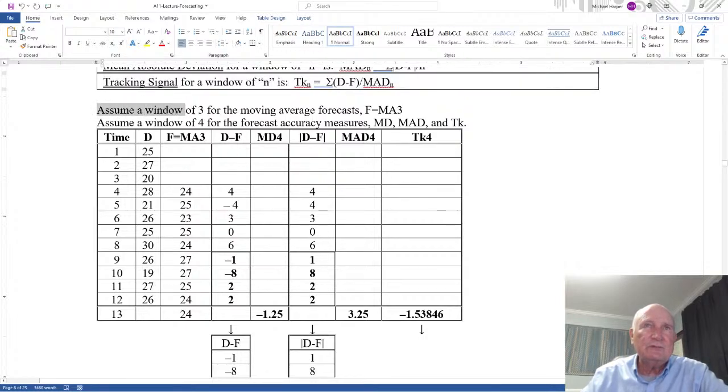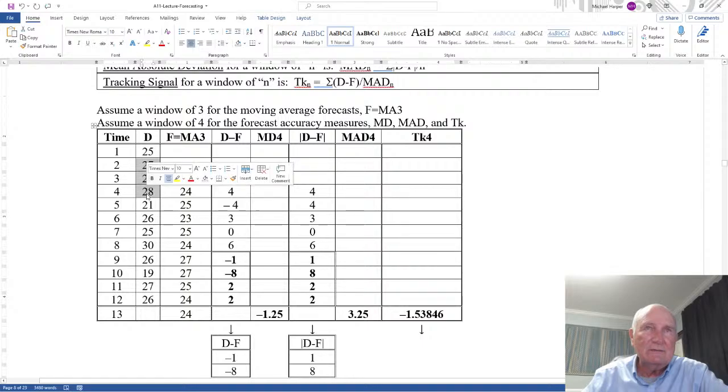First, assume the window is 3 for the moving average for forecasts. That's what I did here, and there's my forecast. Notice I'm getting the forecast up here, 24. That's the forecast from 25, 27, and 20. That average is 24. And then 27, 20, and 28, that's in the next time period, 25.